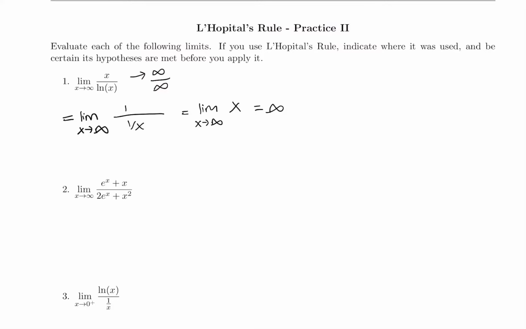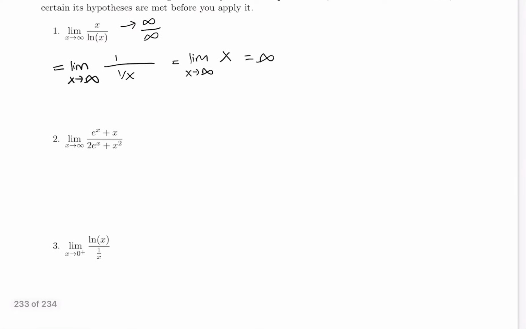Okay, in the second problem, if we think about the limit as x goes to infinity of the numerator, we get e to the x, which is growing without bound, and x, which is growing without bound. So this whole numerator is going towards infinity. And the same for the denominator. Both of these parts are growing, and so that is also going to infinity. Now, it's important that we check every single time that the different pieces are going to infinity so that we actually know that we have this indeterminate form infinity over infinity, or sometimes 0 over 0. Only then can we apply L'Hopital's rule.